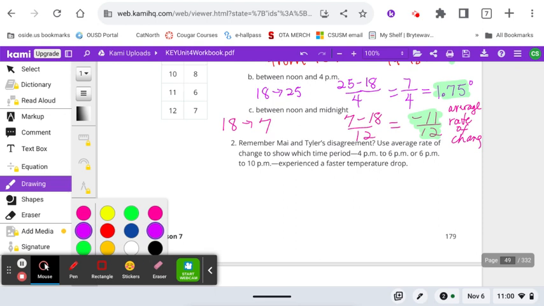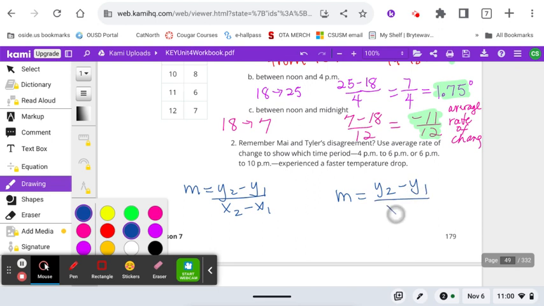So now I just want to bring you back to a good old formula that you maybe remember from middle school called the slope formula. And so what we've been doing here to get these average rates of change is we've been doing the change in y over the change in x. Does this look familiar?